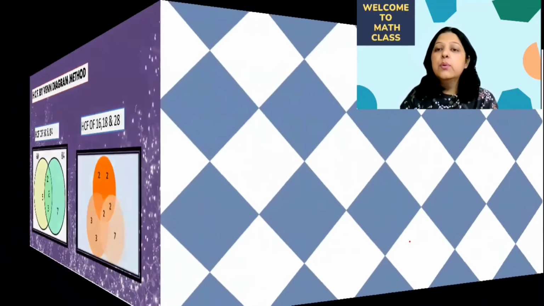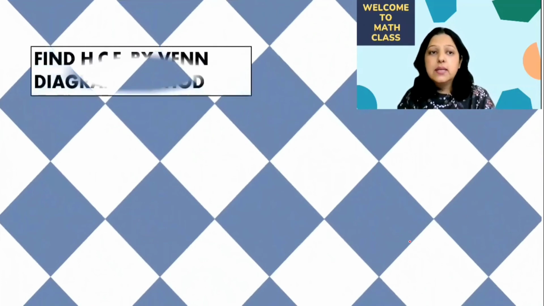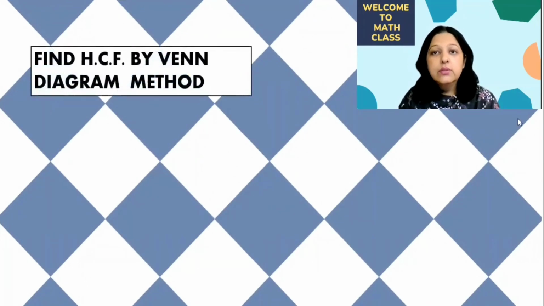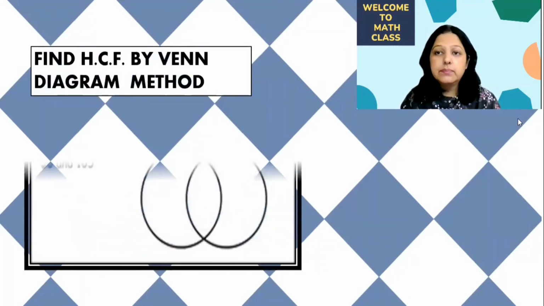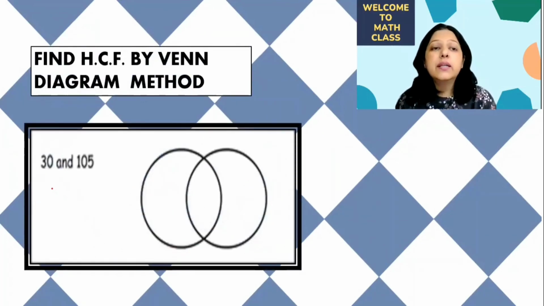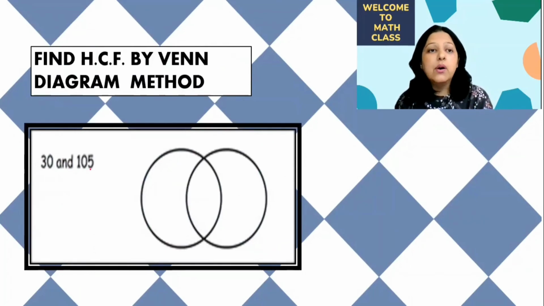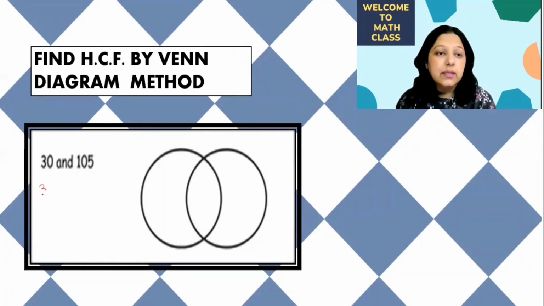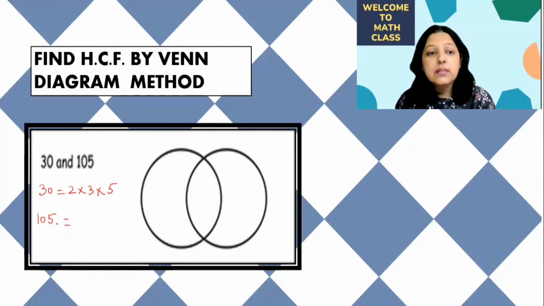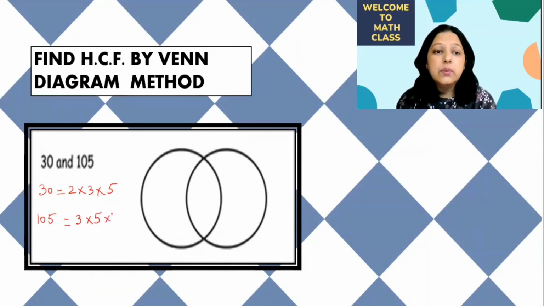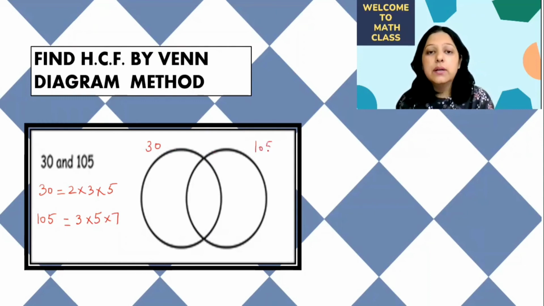Okay, now let us quickly do one problem based on this HCF by Venn diagram method. So let's see what is the question here. Okay, we have to find the HCF by Venn diagram method of 30 and 105. Now quickly see what are the factors of 30. So 30 factors are 2 into 3 into 5, and 105 we have the factors as 3 into 5 into 7. So let's take this circle for 30 and this circle for 105.